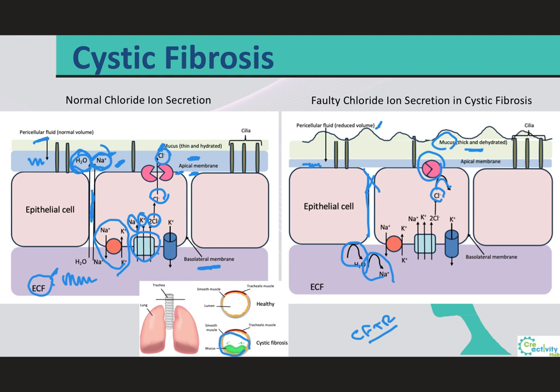Now, the gene for CFTR has already been identified, which is great news, and scientists are actually hoping to introduce the gene into affected epithelial cells in order to restore normal chloride secretion. So there is hope in the near future for treatment of cystic fibrosis.